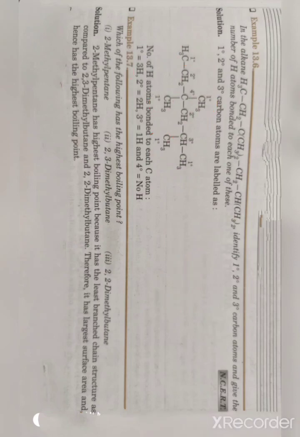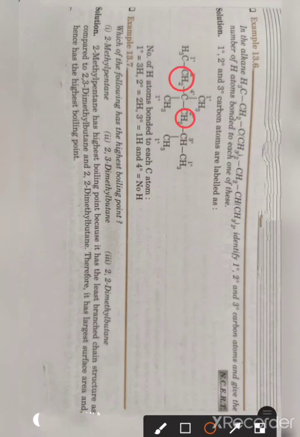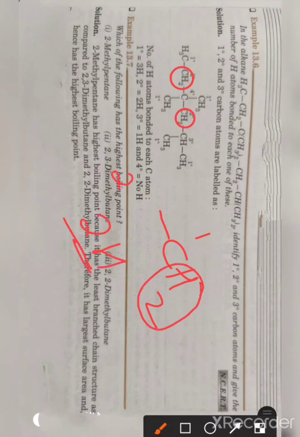Next we will try for the 2 degree. This is the 2 degree carbon, you can check, these two are the 2 degree carbons. So how many hydrogens does a 2 degree carbon have? That is CH2, that is 2 hydrogens. So 2 hydrogens are present with the 2 degree carbon. So that is the answer.